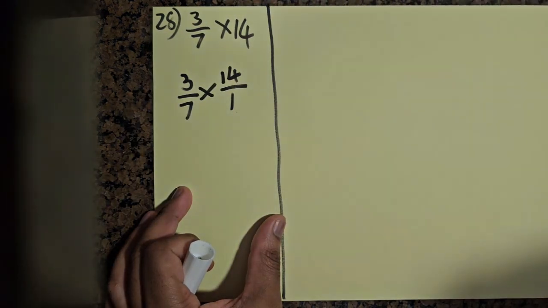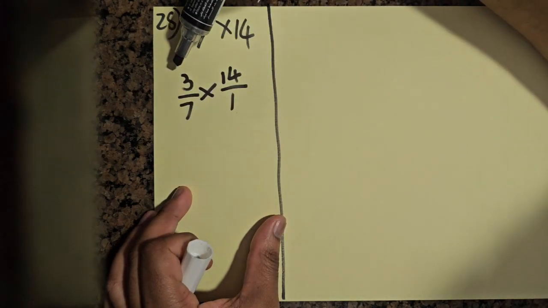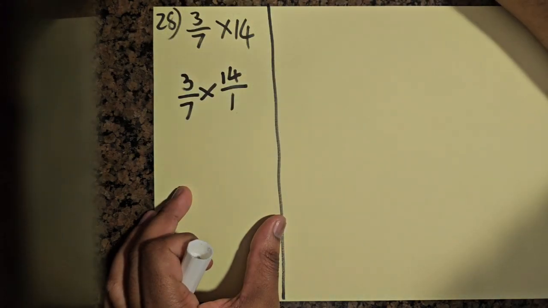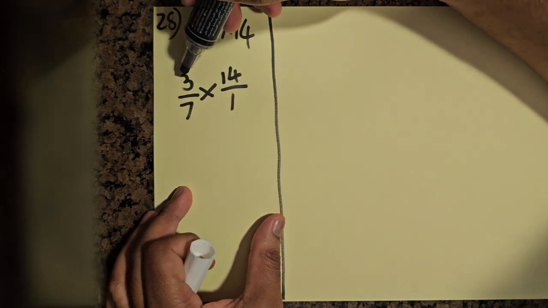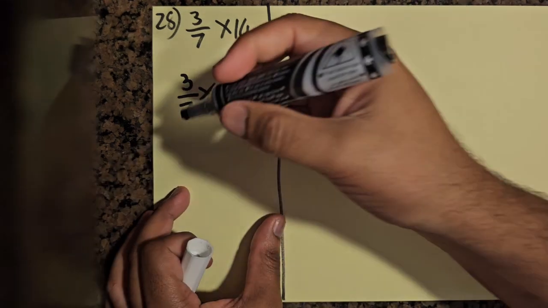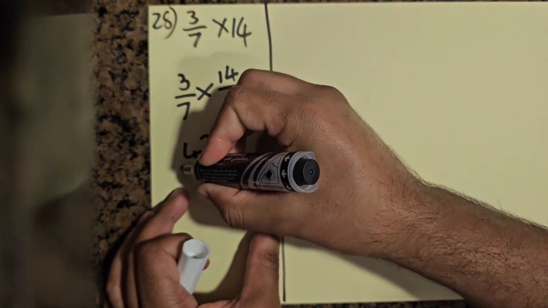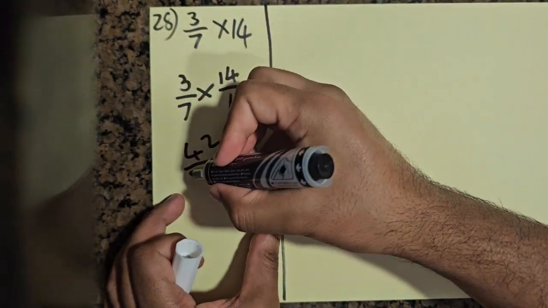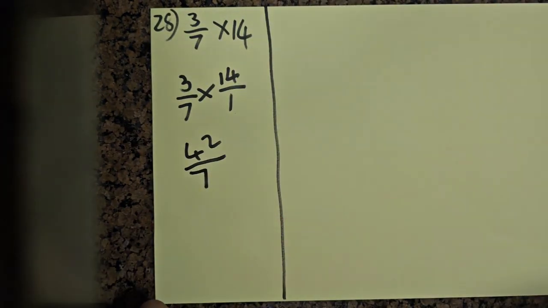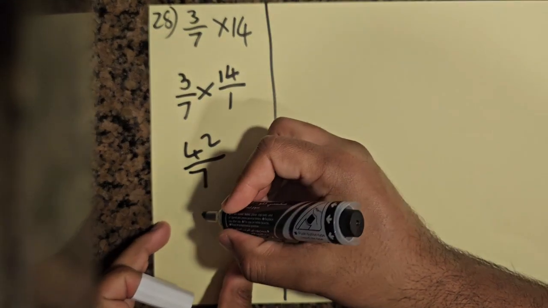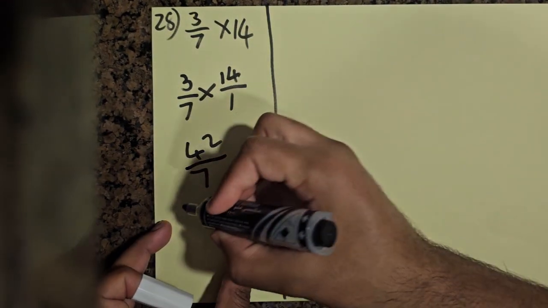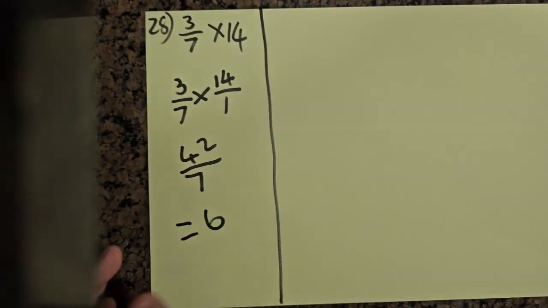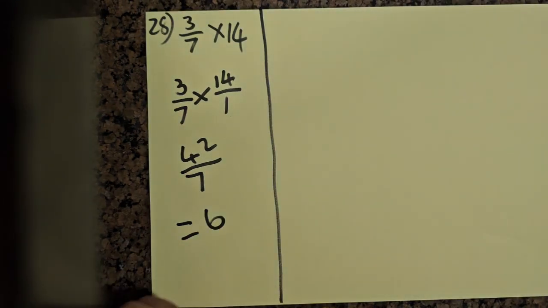And we've already seen how to multiply fractions. We said numerator, or top times top, over denominator times denominator, which is bottom multiplied by bottom. So 3 times 14, that's 42 over 7 times 1, which is 7. And then we see if we can simplify. In this case, we can. 7 goes into 42 6 times, and 7 goes into 7 once. So technically 42 divided by 7 is just equal to 6. Okay, that's a very simple question.